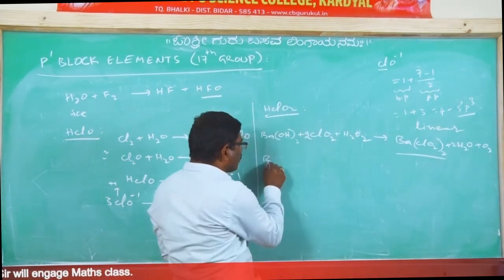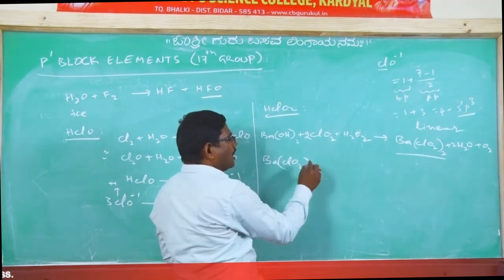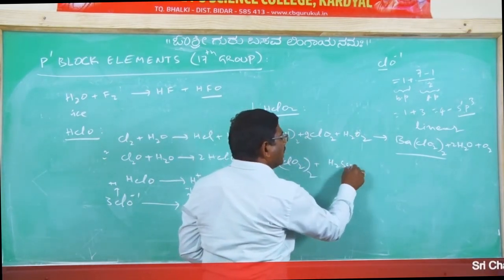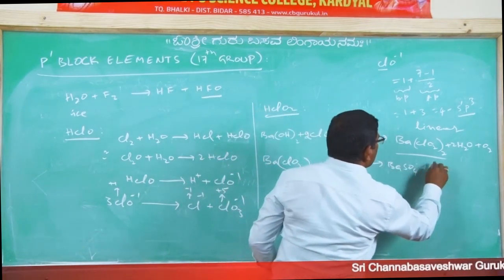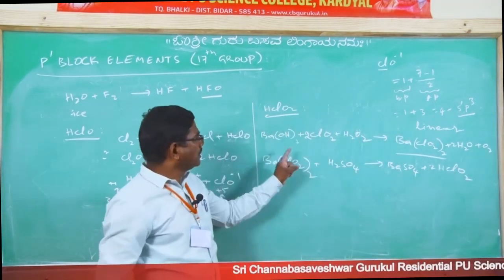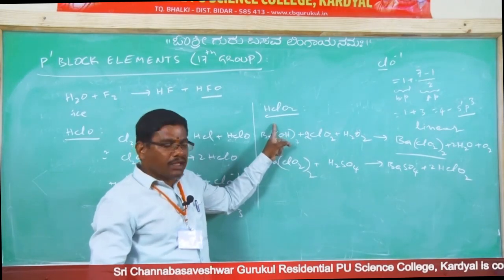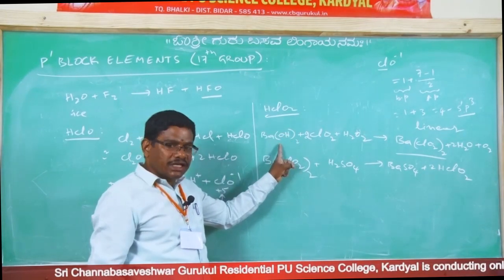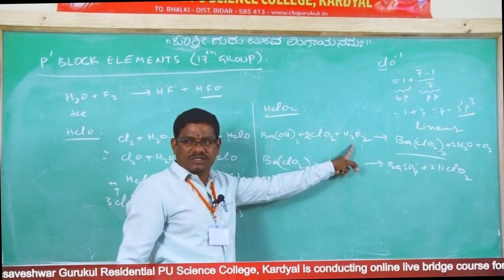This barium chlorite, in the second step with sulfuric acid, gets converted into barium sulfate along with 2 moles of HClO2. Clear? Chlorous acid is prepared when barium hydroxide is treated with chlorine dioxide in presence of hydrogen peroxide.